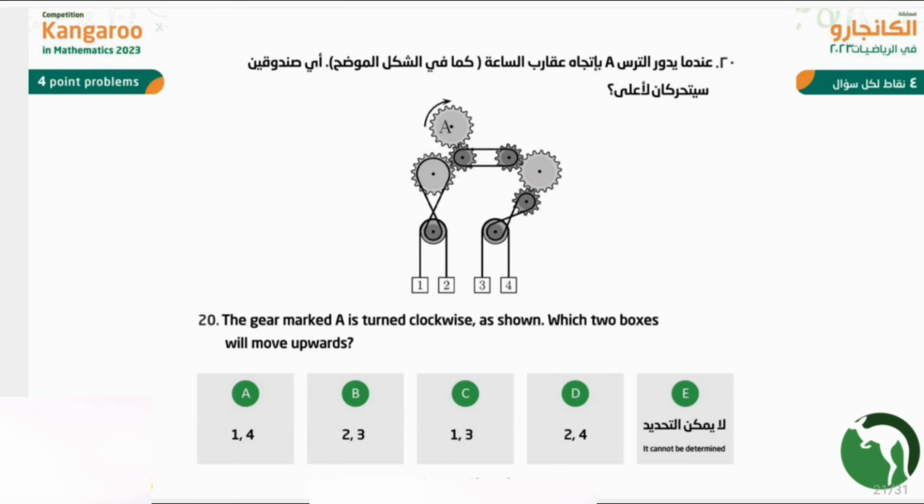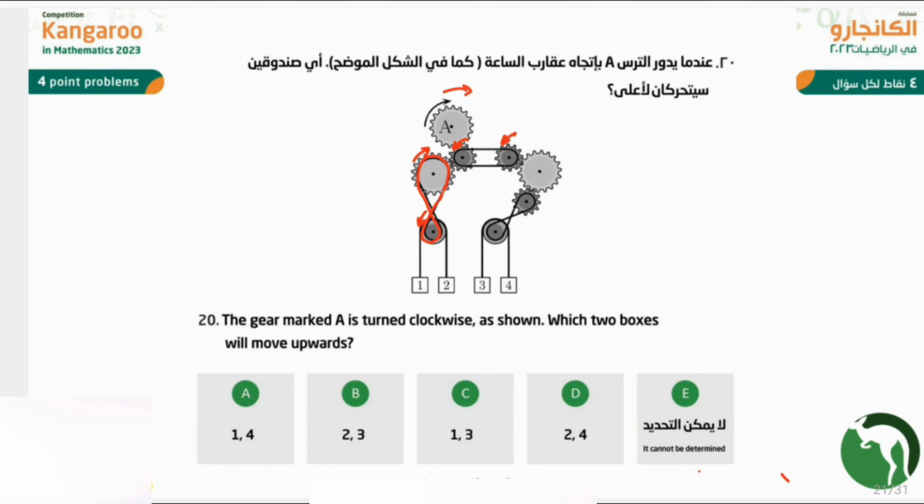Okay, now in question number 20, the gear marked A is turned clockwise as shown. Which two boxes will move upward? Okay, if we have two gears, one of them turns clockwise, the second gear will turn counterclockwise. So the direction of this one will be clockwise, and this one will be the opposite. And this one will have the same direction, counterclockwise. Here we will have clockwise, and here counterclockwise because they are connected in this way.